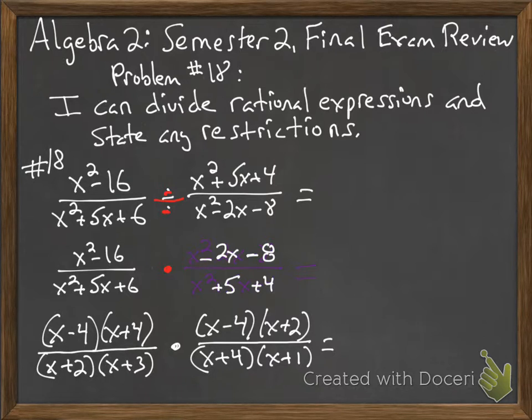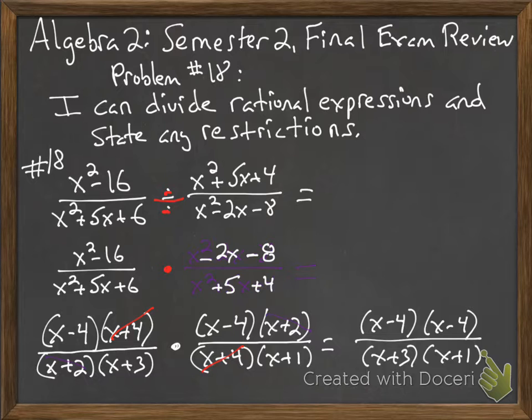Once we're here, we can go ahead and cancel those terms which are like those terms on the bottom. So x plus 4 and x plus 4 will cancel. We also can see that we can cancel x plus 2 and x plus 2. And it looks like that's it. So now we're going to have x minus 4 times x minus 4 in the numerator, and we're going to have x plus 3 and x plus 1 in the denominator.